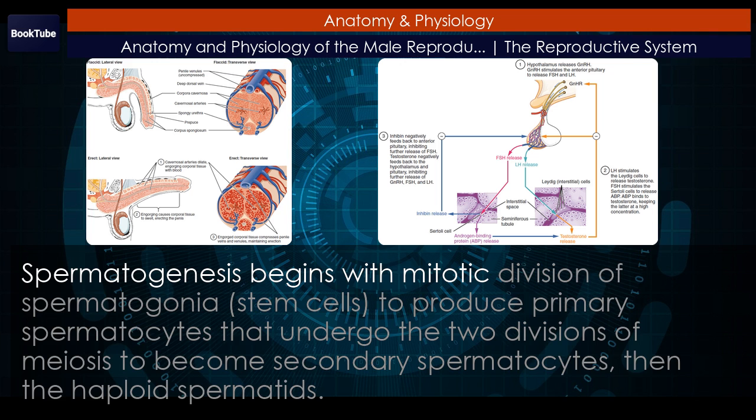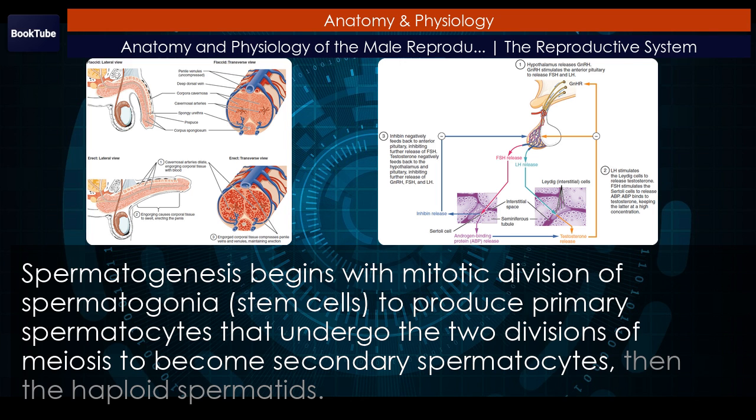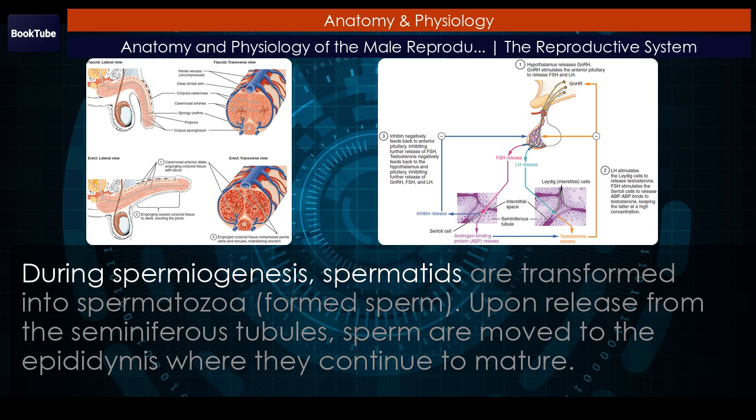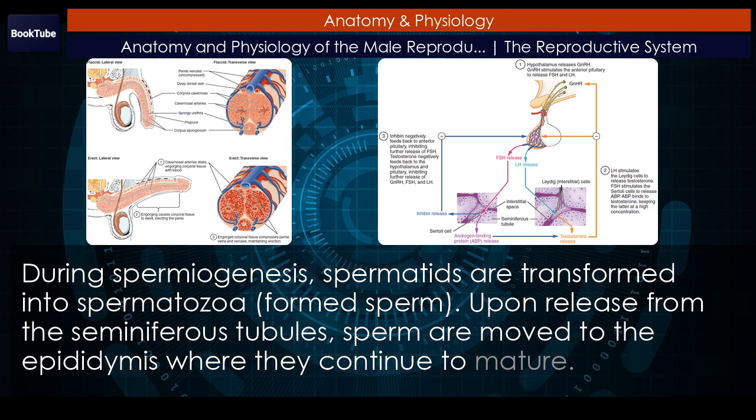Spermatogenesis begins with meiotic division of spermatogonia, stem cells, to produce primary spermatocytes that undergo the two divisions of meiosis to become secondary spermatocytes, then the haploid spermatids. During spermiogenesis, spermatids are transformed into spermatozoa, formed sperm. Upon release from the seminiferous tubules, sperm are moved to the epididymis where they continue to mature.